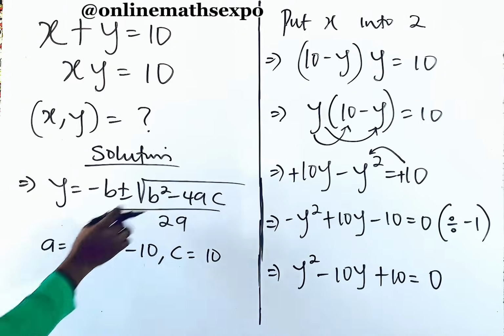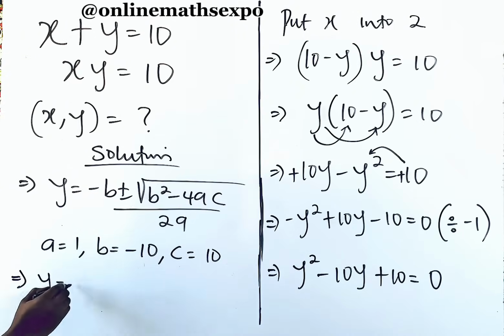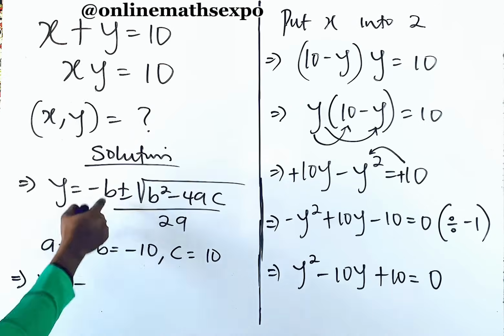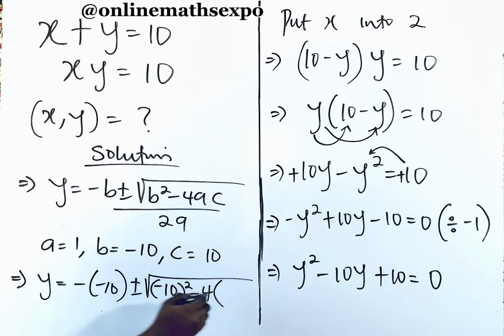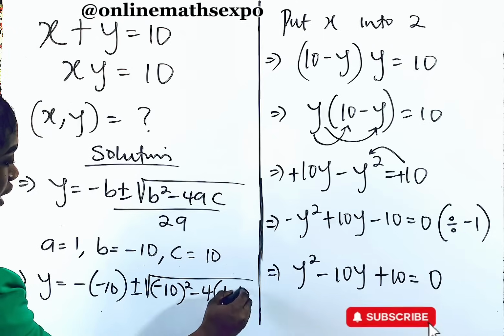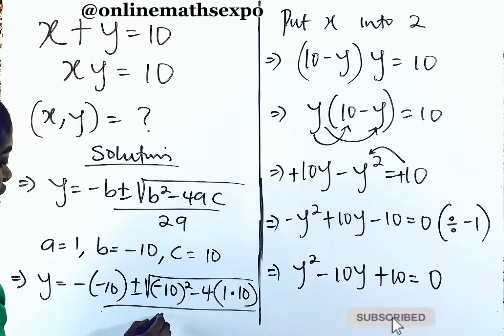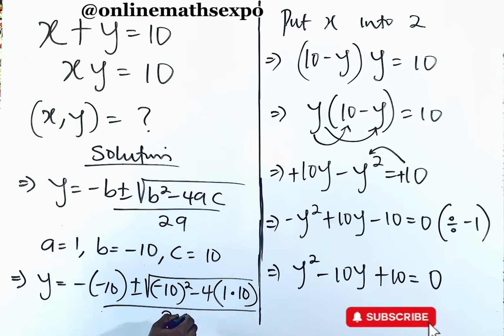Plug this into this formula. Our y is going to give us negative b, and your b is negative, so be careful to put it in a bracket. Then we have plus or minus the square root of negative 10 squared minus 4, our a is 1, multiplied by 10. Everything is divided by 2 multiplied by 1.